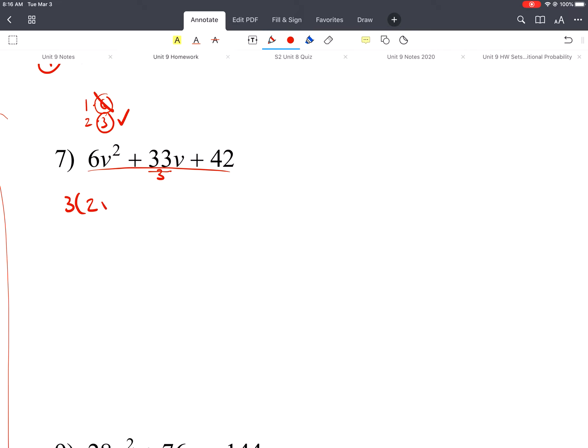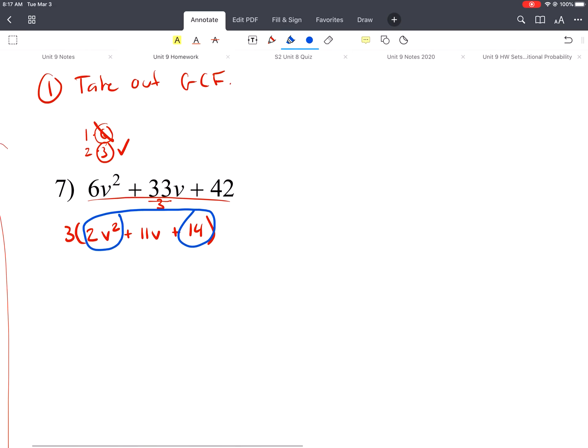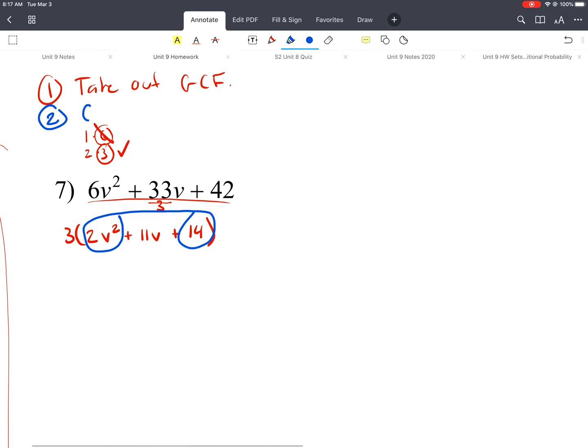That leaves us with 2v squared plus 11v plus 42 divided by 3 gives you 14. Okay, so in this situation, we can't take out the leading term. We can't force a to be 1. So we can't use the shortcut. So in this situation, we'd still do glasses. So our next step would be glasses. I'll write this down too. We'd do glasses.